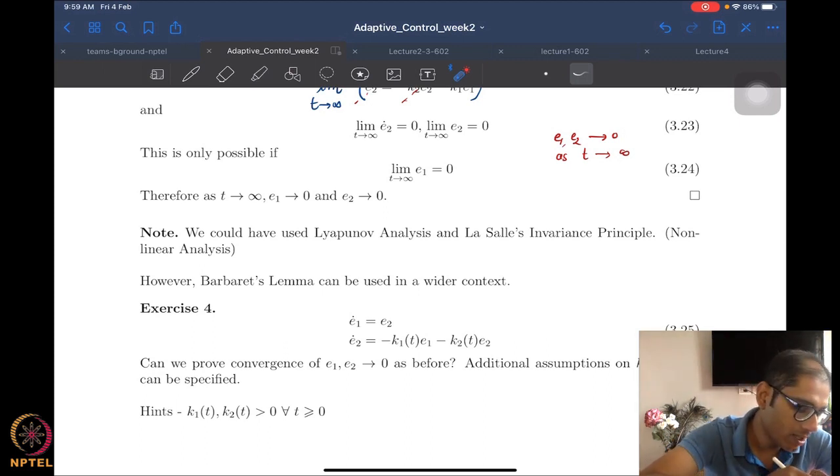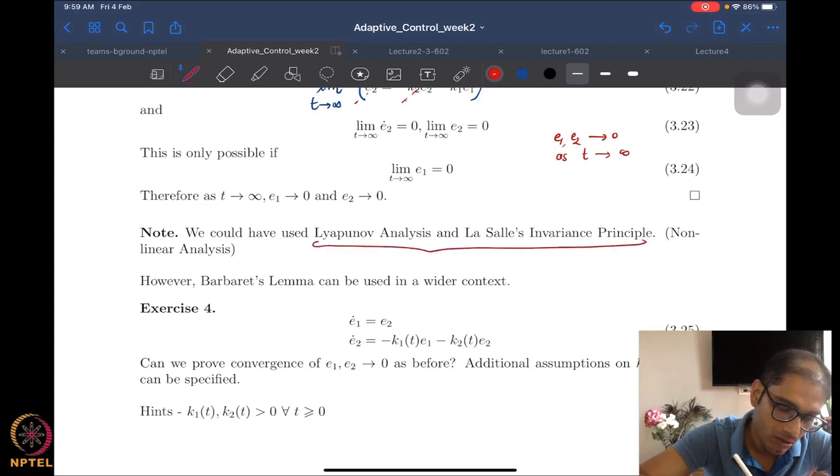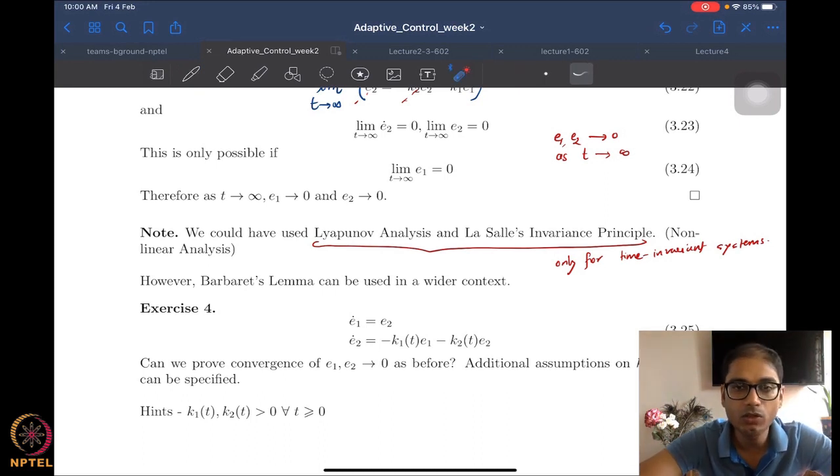So it's well known that this will work only for time invariant systems. Okay, work only for time invariant systems. Of course, there are modern versions which work for some sort of time varying behavior, but they're not all encompassing. So in general, LaSalle's invariance principle, which again we are yet to cover, works only for time invariant systems.